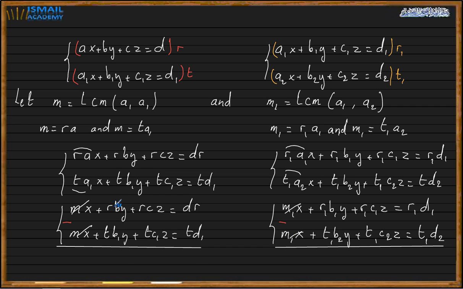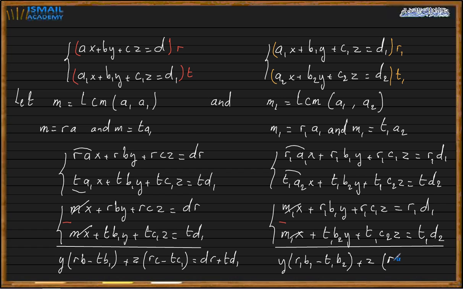So here we have y. I will subtract the coefficient of the first minus the second. So it's going to be y times the coefficient of the first minus the coefficient of the second, plus z times the coefficient of the first minus the coefficient of the second. So this will be equal to rd1 minus td1. The same thing here. So we'll have y times the coefficient of the first minus the coefficient of the second, plus z times the coefficient of the first minus the coefficient of the second, and it will be equal to this difference. So I will do it in two steps here, but let me see if I can just move this a little bit here.